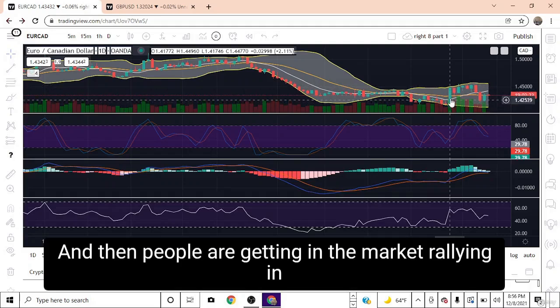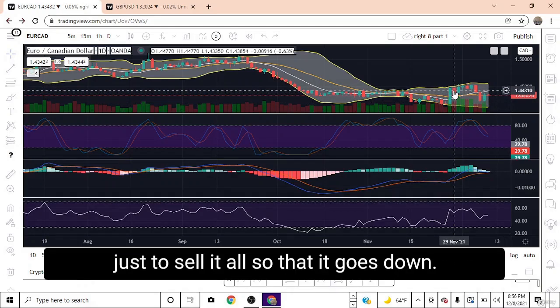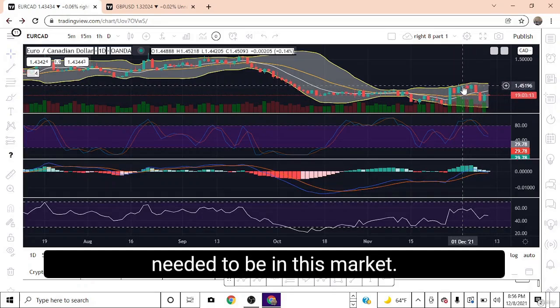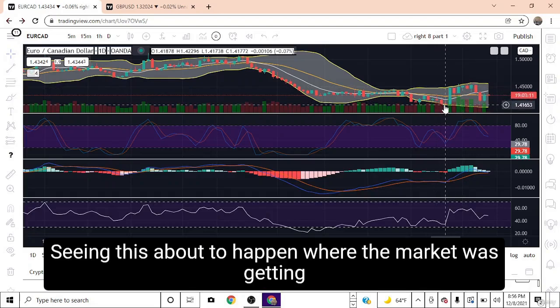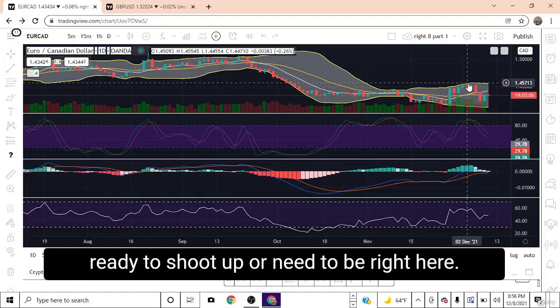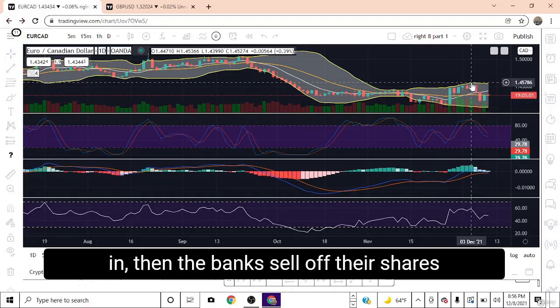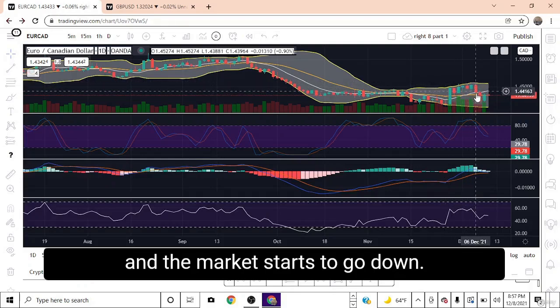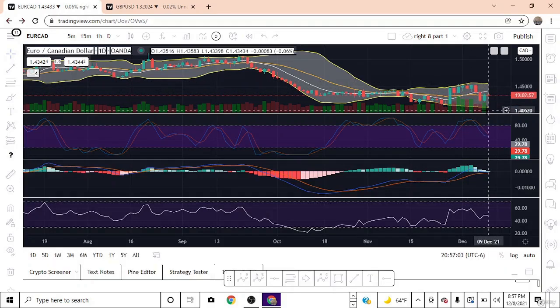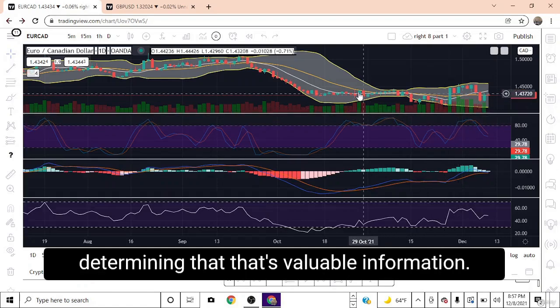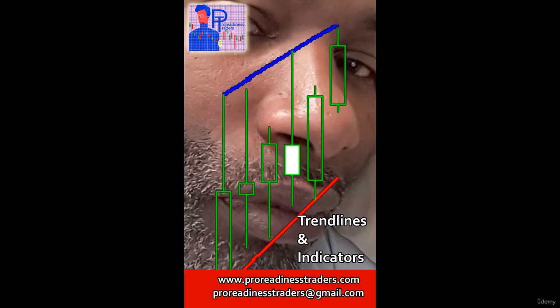And then people are getting in the market, rallying in, just to sell it off so that it goes down. So I would have needed to be in this market, seeing this about to happen, where the market was getting ready to shoot up, or I need to be right here. So once it shoots up and everybody's rallying in, then the banks sell off their shares and the market starts to go down. This volume would have helped in determining that. That's valuable information.